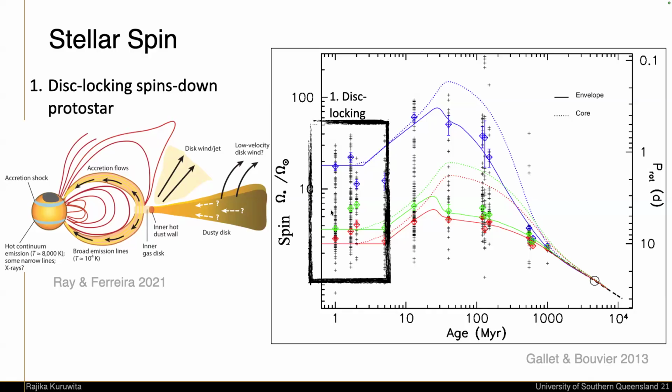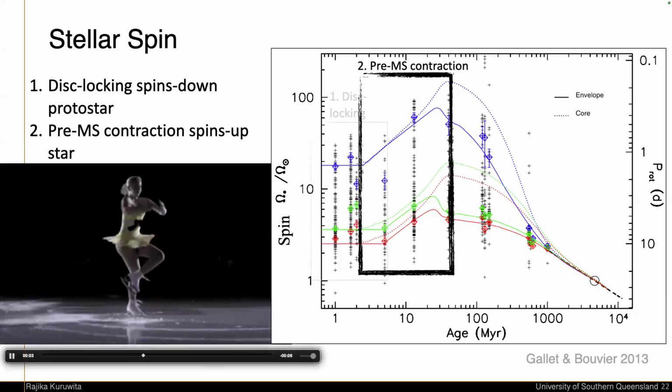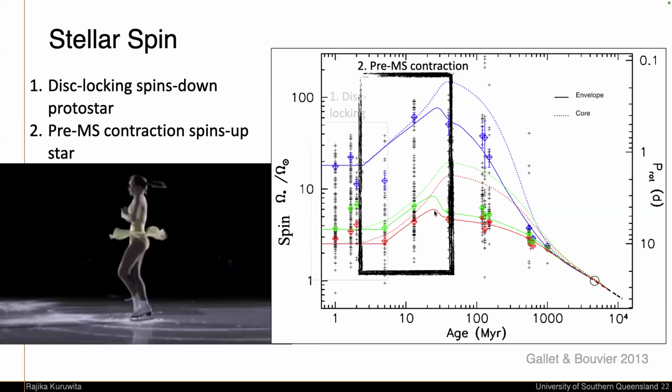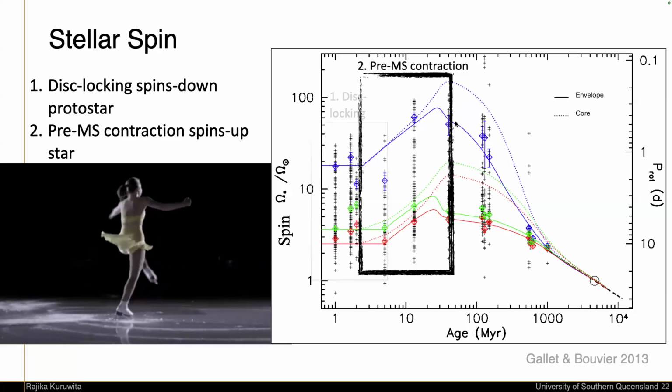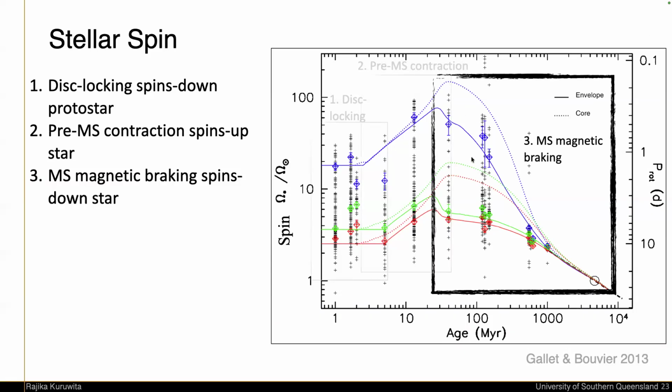So we think at this point, the spin evolution of the star is pretty steady. But then once the disk disappears, the protostar is still contracting and it's going to spin up. It's like a typical ice skater: when you bring your arms in, they start to spin up faster and faster. So this is what we think is happening in this second stage. And then after it's basically finished forming, it lives out its life, but it spins down very slowly because of magnetic braking within the star.